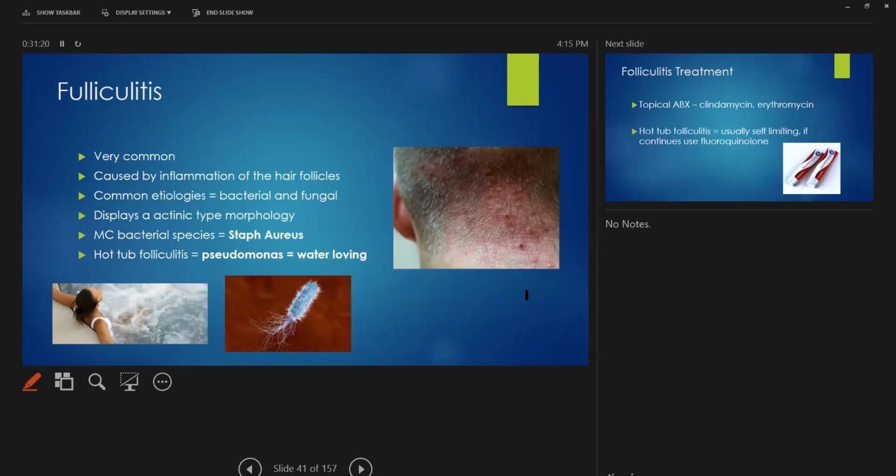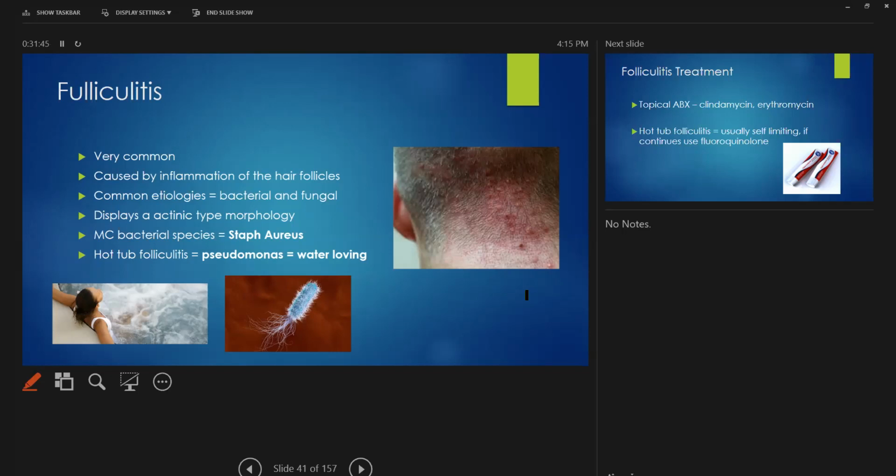So folliculitis, it's just what it sounds like. It's inflammation or infection of the hair follicles. It can be caused by shaving. It can also be caused by the hot tub. The most common bacterial species here is Staph aureus. Hot tub folliculitis is caused by Pseudomonas, who is the water-loving bacteria.